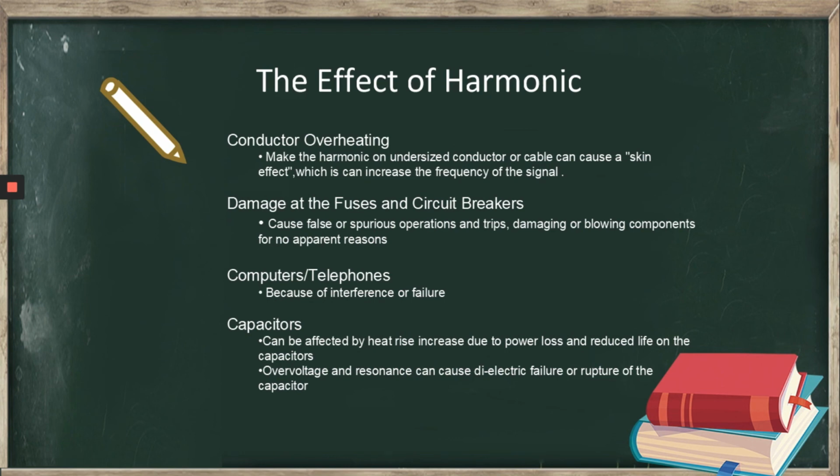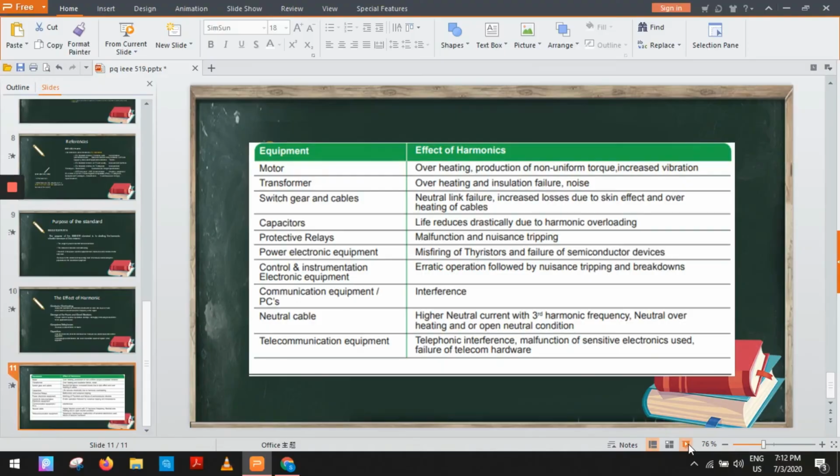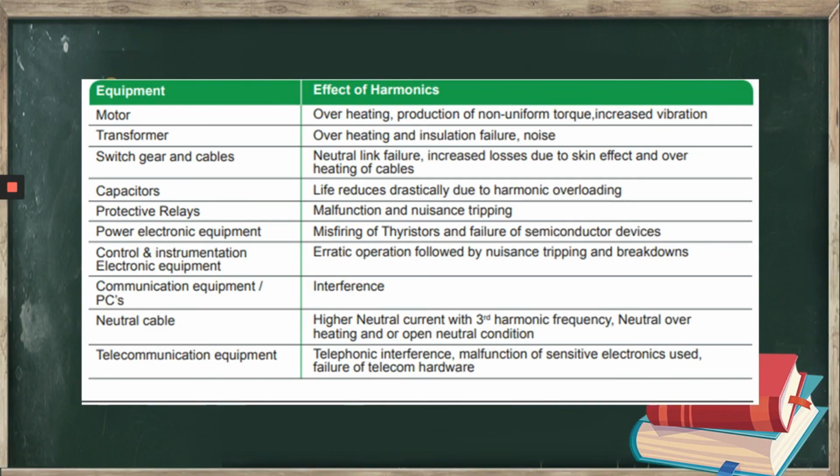The next one is computers or telephones. This is because of interference or failure that happens in the communication technology. The next one is capacitors. The capacitor can be affected by heat rise, increased due to power loss, and reduced life of the capacitor. This is also because overvoltage and resonance can cause dielectric failure or rupture of the capacitor. These are other possible effects of harmonic signals.